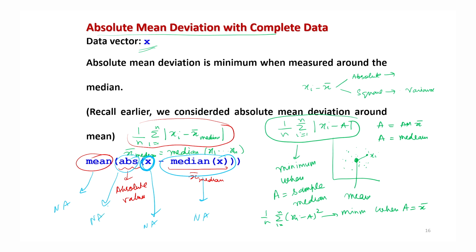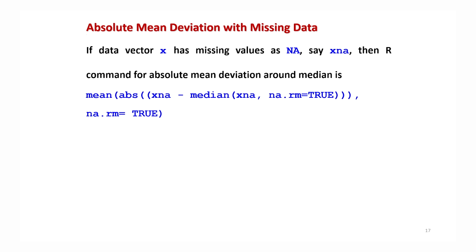So all these concepts which you have learned in the past will help you in writing the modified commands when the data vector has missing values and you want to find the absolute mean deviation. So if the data vector is now given as, say, x, our usual symbol notation, which has missing values.